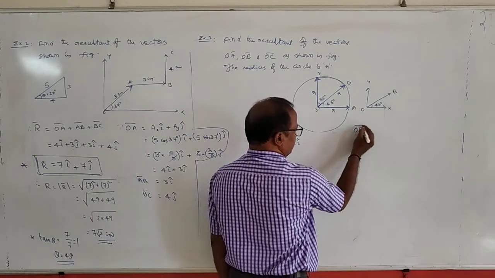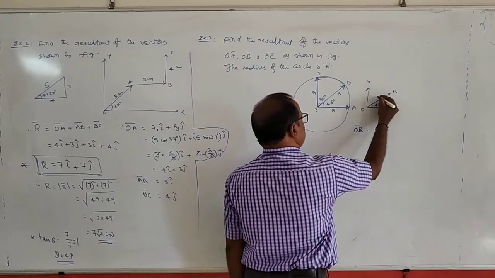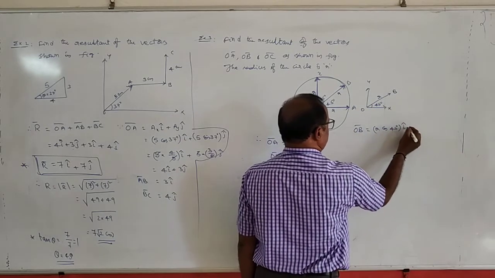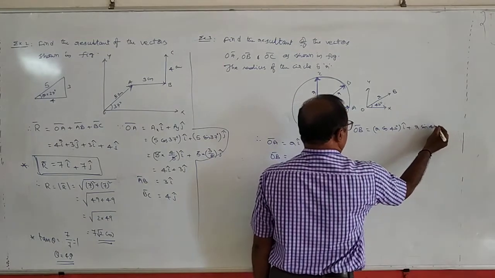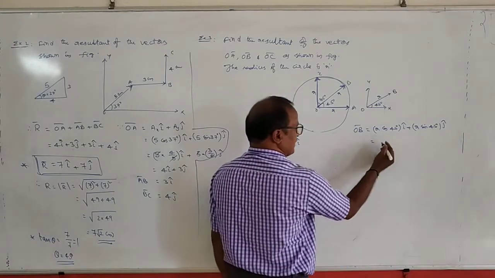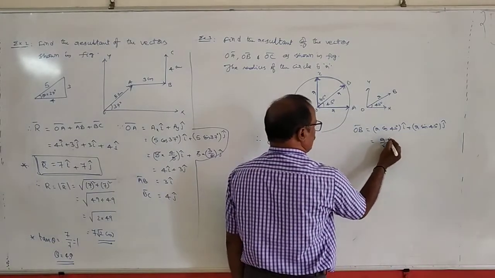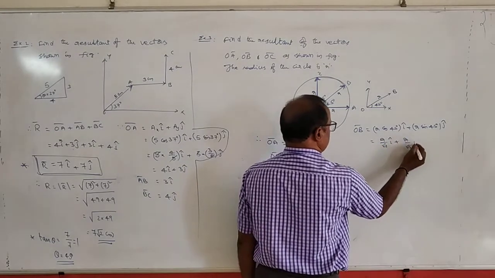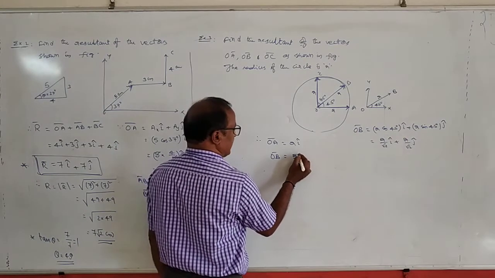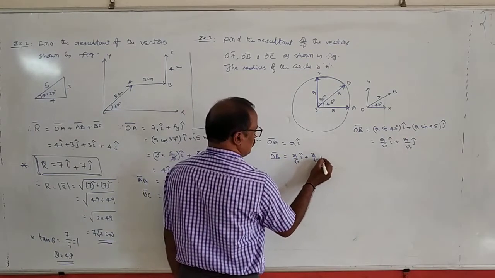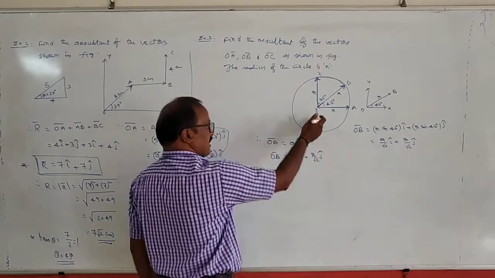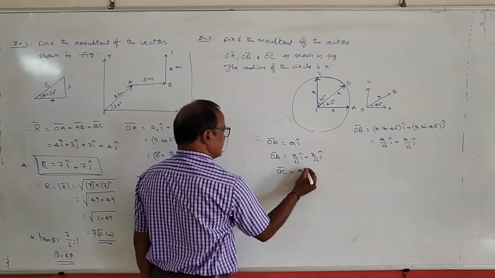Therefore, OB bar can be written as r cos 45 i cap plus r sin 45 j cap. Cos 45 is equal to 1 by root 2. So r by root 2 i cap plus r by root 2 j cap. So OB bar is equal to r by root 2 i cap plus r by root 2 j cap. And what is OC bar? OC bar is along the y direction, which means r into j cap.